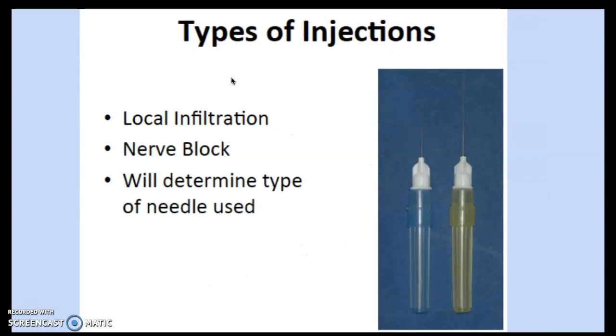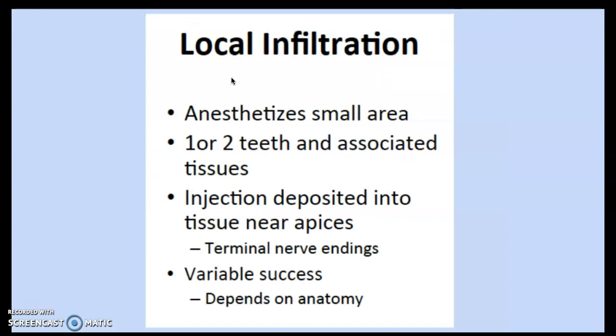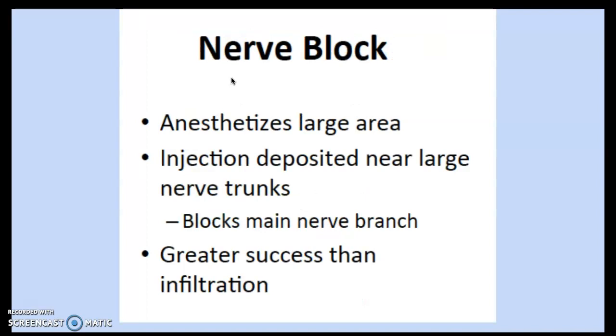For types of injection, you have local infiltration and nerve block, and these will determine the type of needle used. Local infiltration is for a small area, like 1 to 2 teeth and associated tissues. The injection is deposited in the tissue near the apices and the trigeminal nerve endings, and it has variable success because it depends on the anatomy of the patient. The nerve block anesthetizes a large area, like the IA block, which is the most common. The injection is deposited near large nerve trunks, and it blocks the main nerve branch.